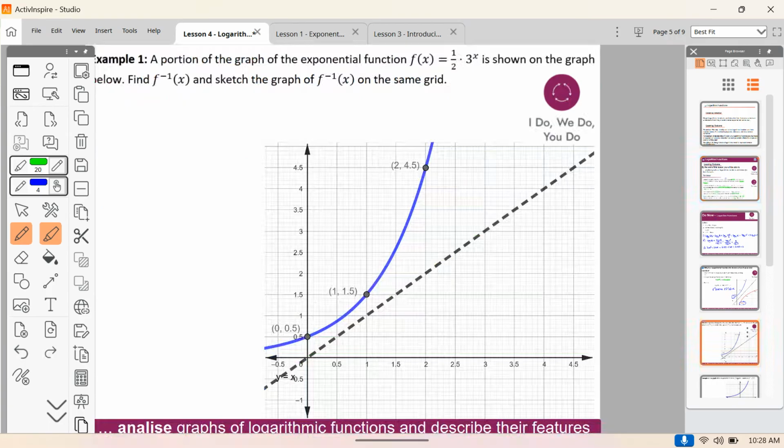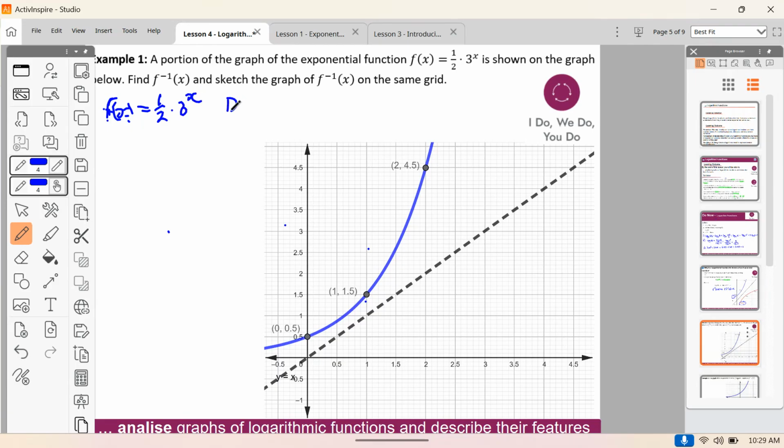A portion of the graph is shown here of the exponential function f of x equals 1/2 times 3 to the x. Find the inverse function and sketch it. So let's start off with f of x. F of x is equal to 1/2 times 3 to the x.